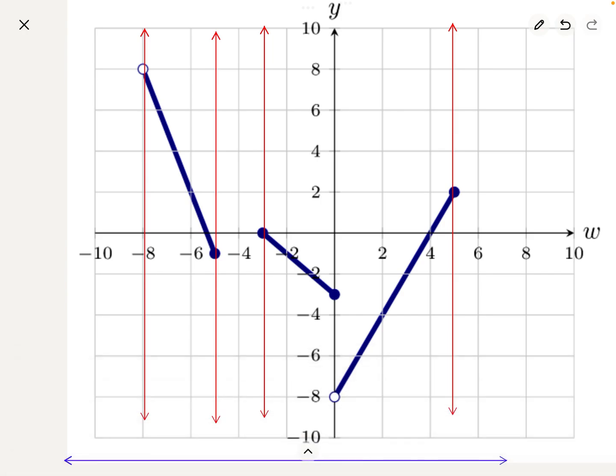And so now all I'm going to do is go back, and I'm going to label all of my inputs. It starts at a -8, and then it ends at a -5. And then it starts back up at a -3, and it goes all the way over to a +5.